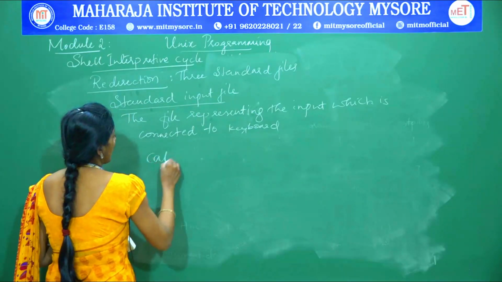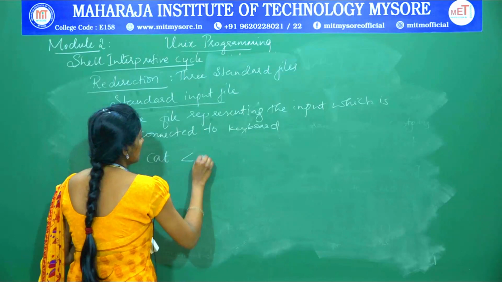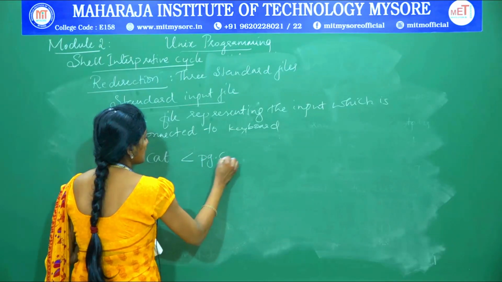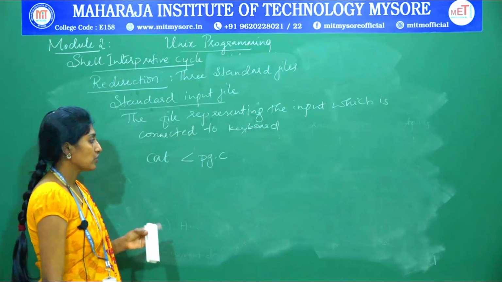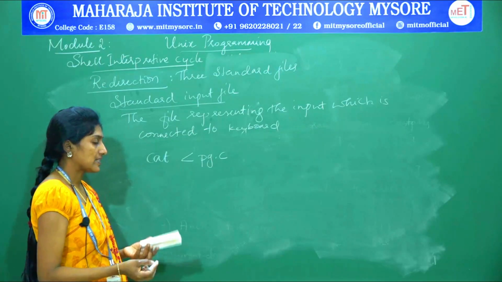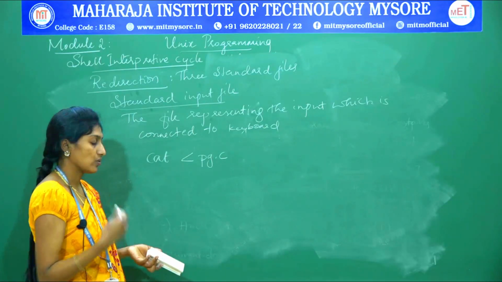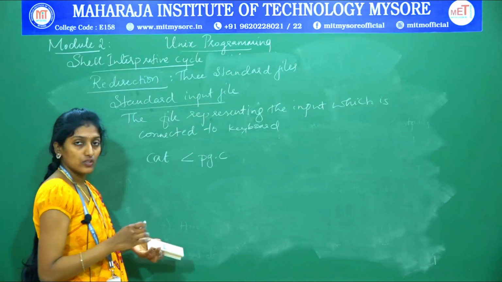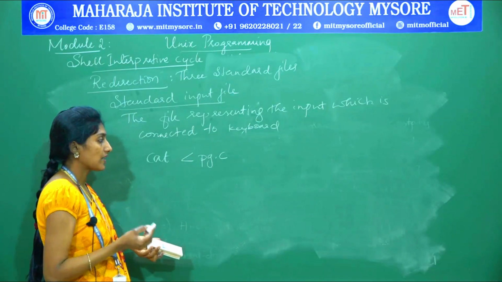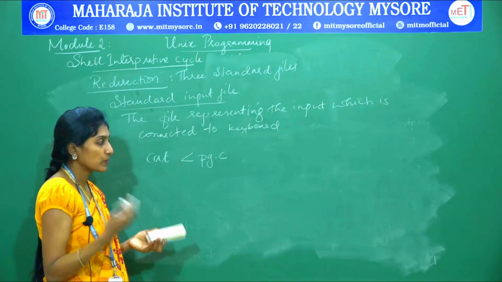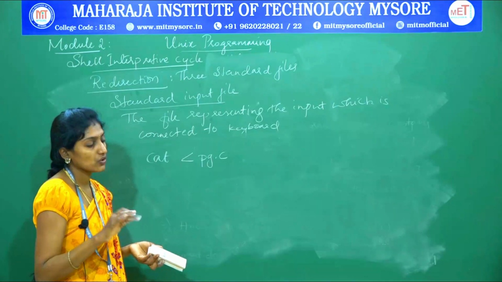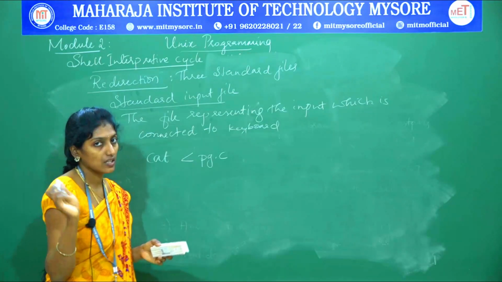Let me consider cat less than symbol pg.c. So if I use, one is, as we said, the keyboard itself. Okay, so it is default, so I am going to skip that. The next one is what? Since it is a default, you people will have understood. Keyboard means you are always going to provide input through the keyboard.